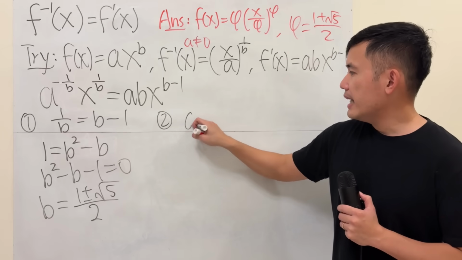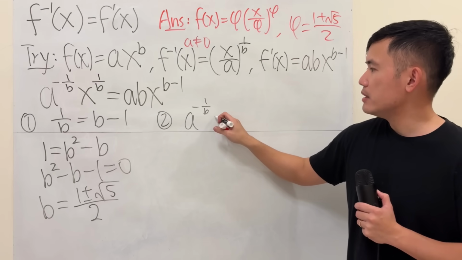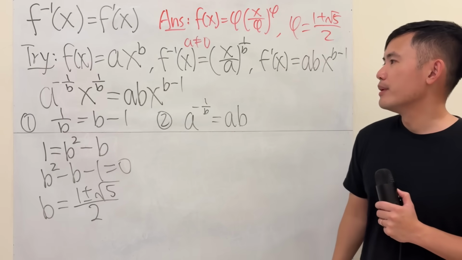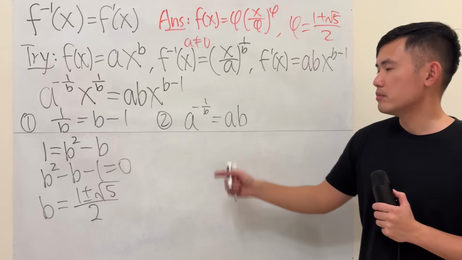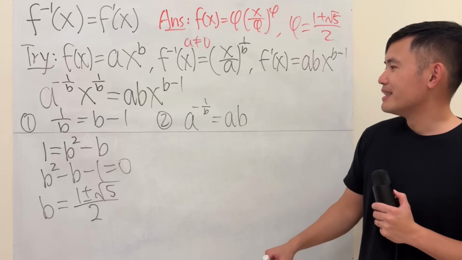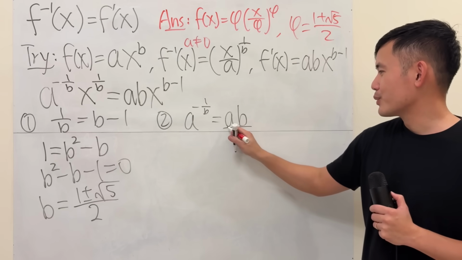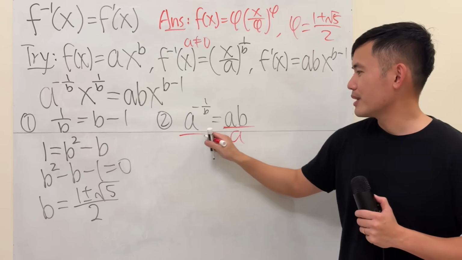So, a to the negative 1 over b's power has to be the same as a times b. And by the way, b cannot be equal to 0. It should be pretty clear. Now, to solve for this, a is not 0. This is where we have to mention that, but the rest should be okay. Divide both sides by a.